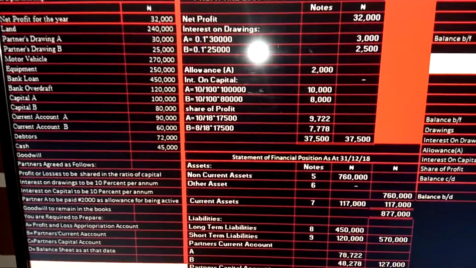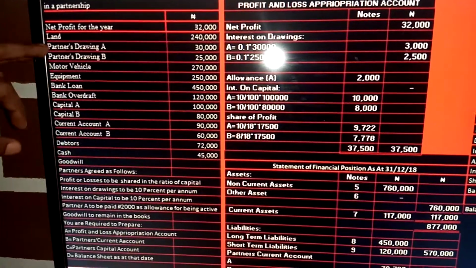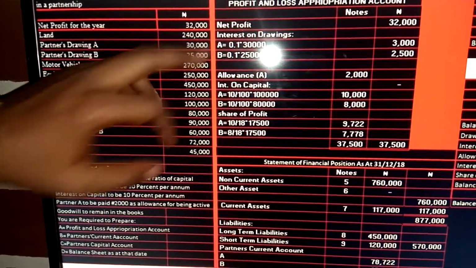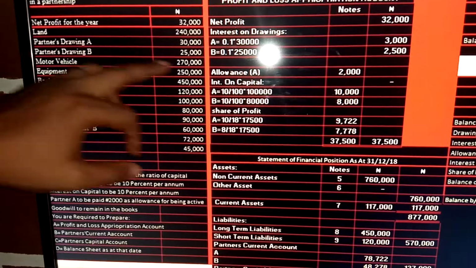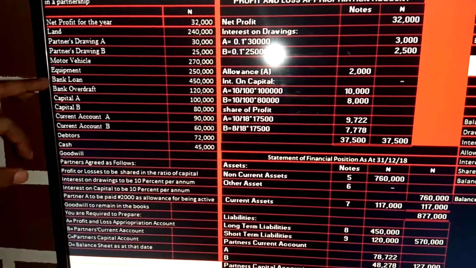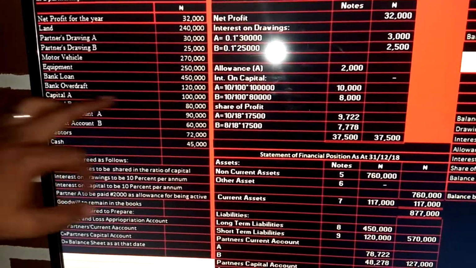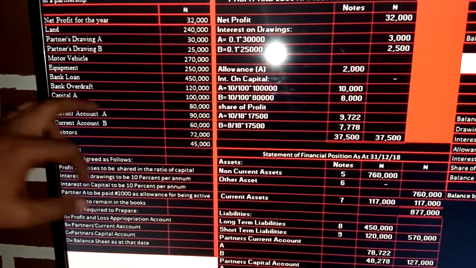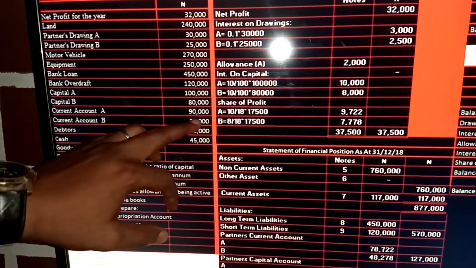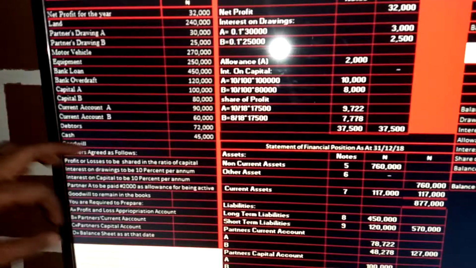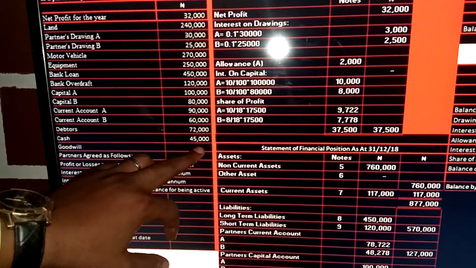So basically, you have net profit for the year, 32,000; land, 240,000; partners' drawings, A, 30,000; partners' drawings, B, 25,000. We have motor vehicle for the business, 270,000; equipment, 250,000; bank loan, 450,000; overdraft, 120,000; capital for A is 100,000; capital for B, 80,000. Current account for A, 90,000; current account for B, 60,000. Debtors, 72,000; cash, 45,000. Goodwill here is nil.